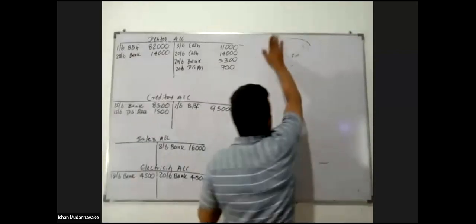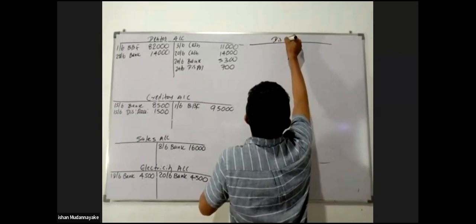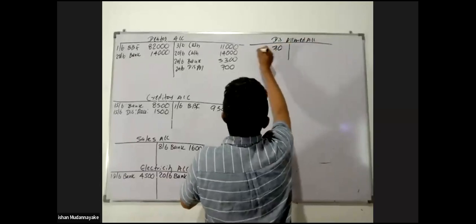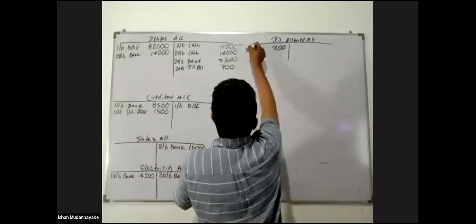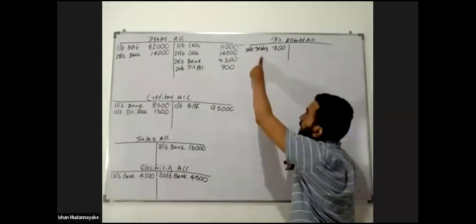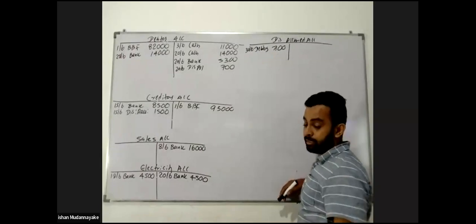Then here, the 700 discount allowed account debit. Prepare the discount allowed account: debit 700, 30th June, debtors. The description is debtors. Discount allowed account debit 30th June debtors 700. And then balance, and in the credit side you can see discount received amount 1500.